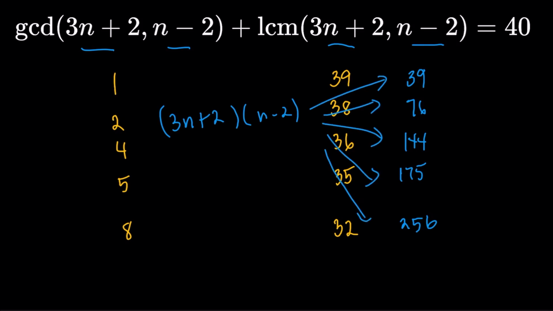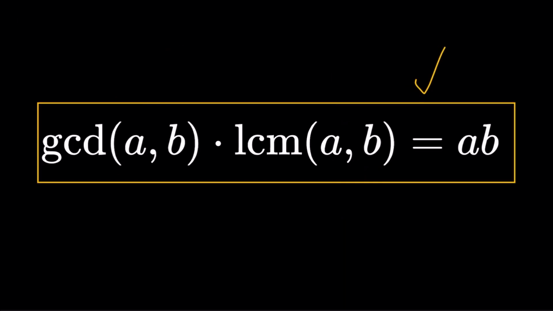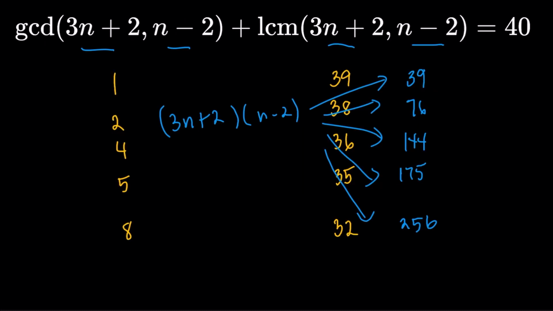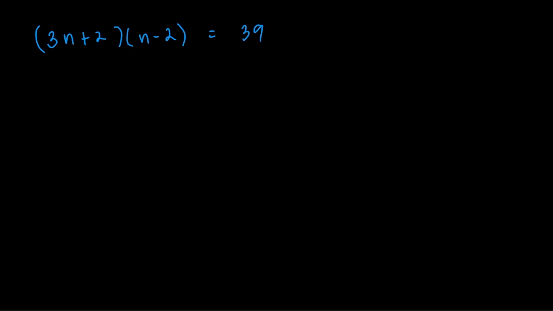So we're going to take all these 5 cases one by one. It's not that difficult to get the values. So we do have 3n plus 2 times n minus 2. The first case is equal to 39. I'm just going to write all the cases down: 76, 144, 175, and 256. Now, we could always take note of the fact that in the first case, the GCD is 1.